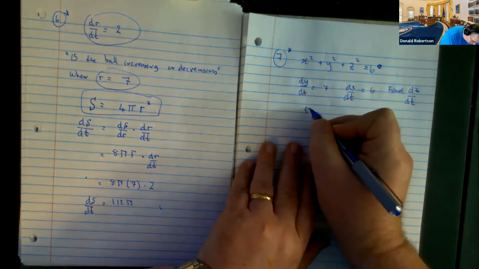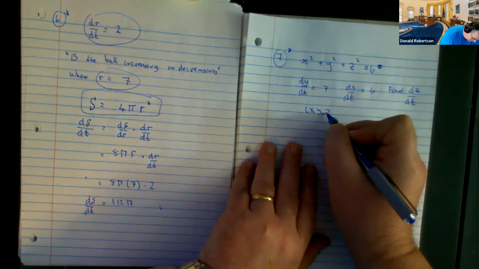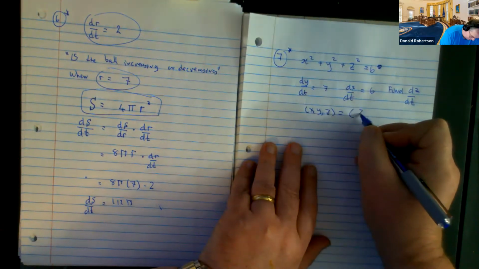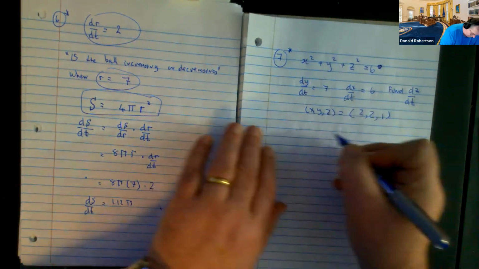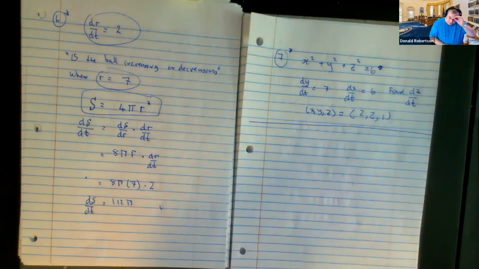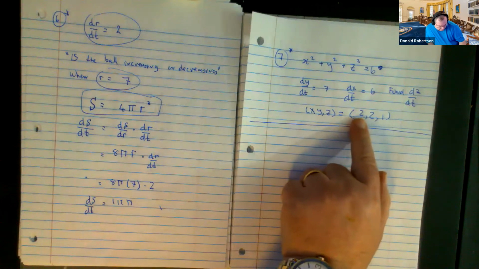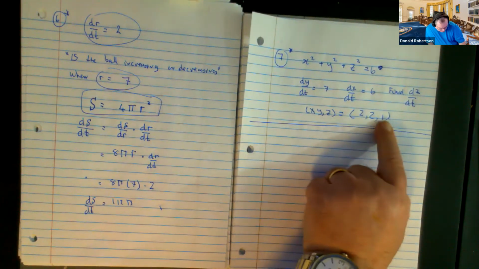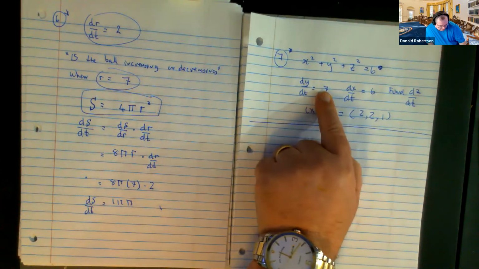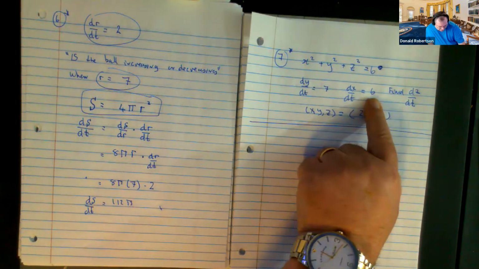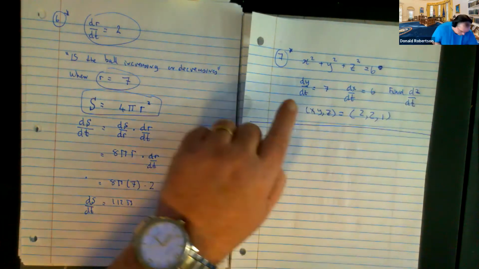And we're being told that x, y, and z is the point (2, 2, 1). So that's basically all the information that we've been given. So we know that x is going to be 2, y is going to be 2, z is going to be 1. We know this derivative is 7. We know that derivative is 6. And we're going to find this one.